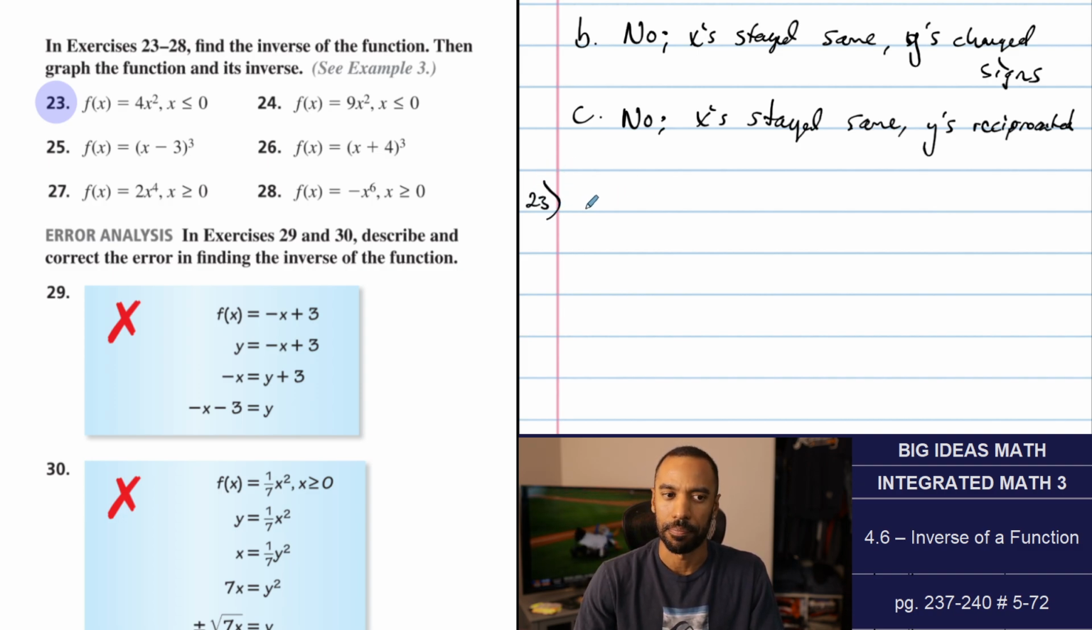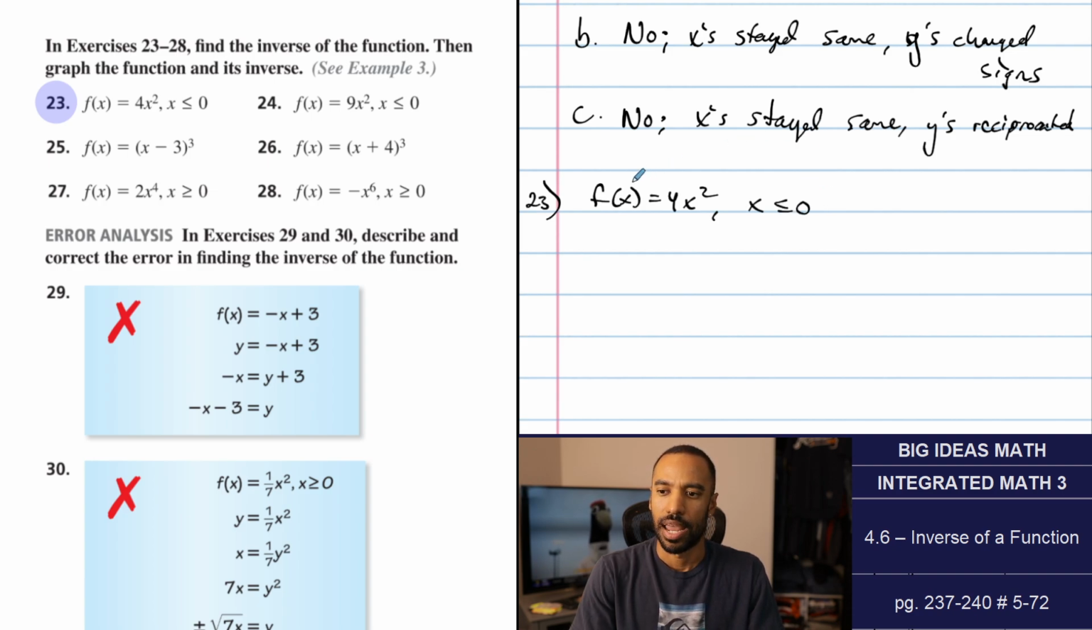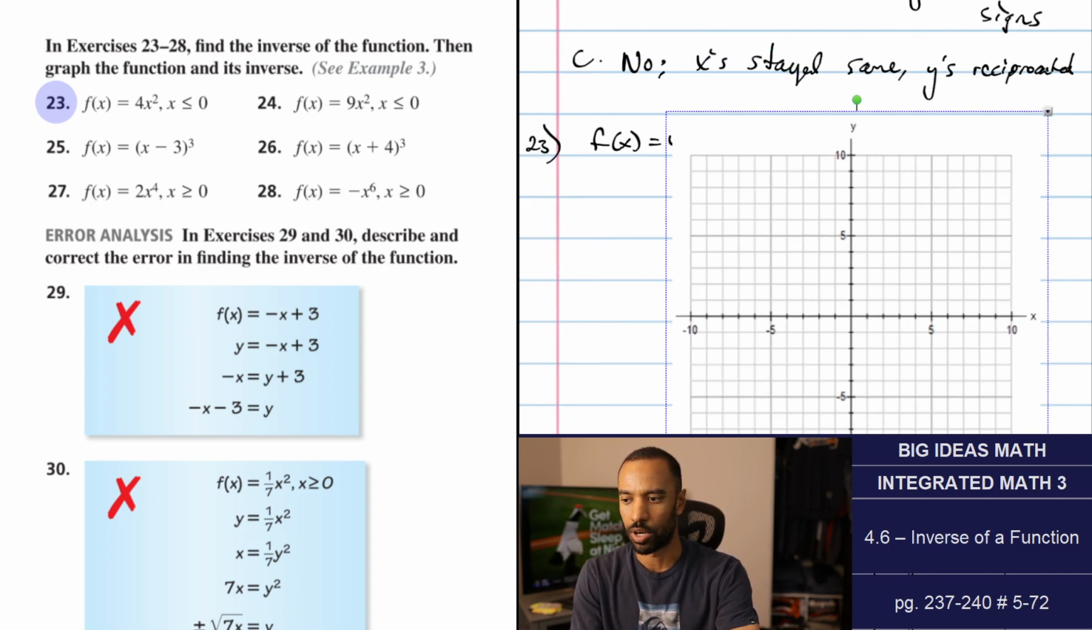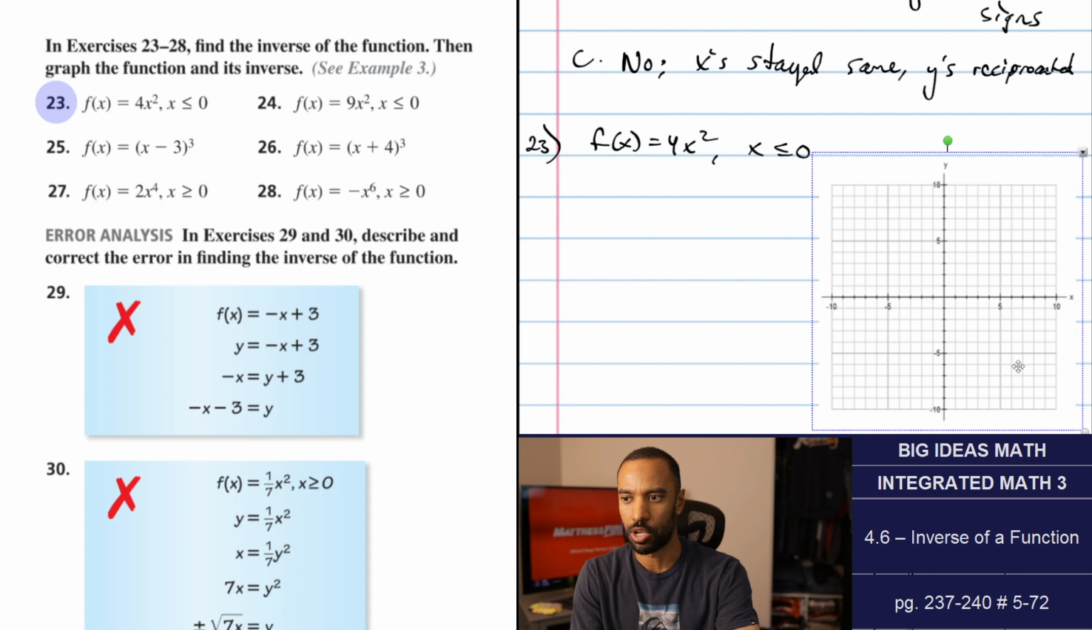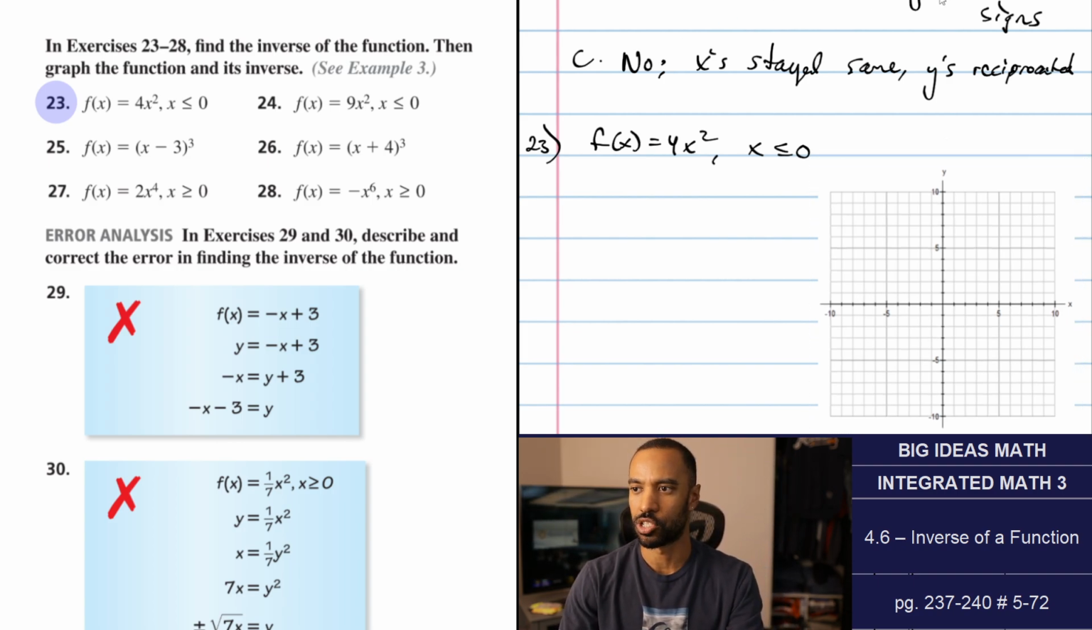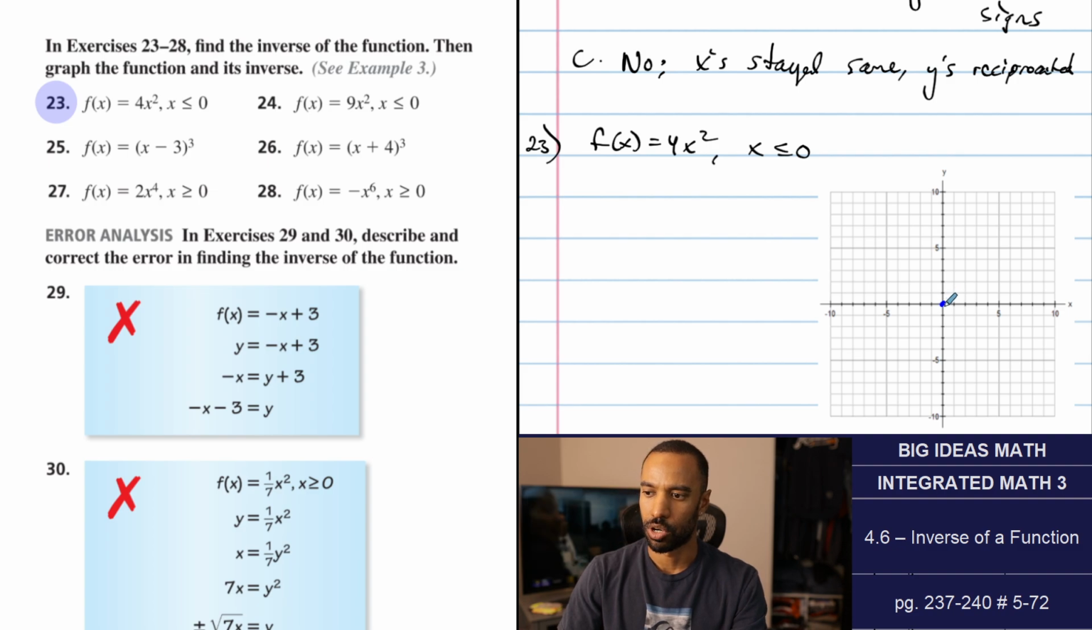All right, number 23. We begin with f of x equals 4x squared, given that the original domain is x less than or equal to 0. Now, maybe we should begin with graphing this original function to remind you of what it is we're going to be doing for the second one. If the x's are less than or equal to 0 for this 4x squared, here's 0, 0. We don't go to the right, we only go to the left. We go left 1 up 4. We go left 2 up 16.